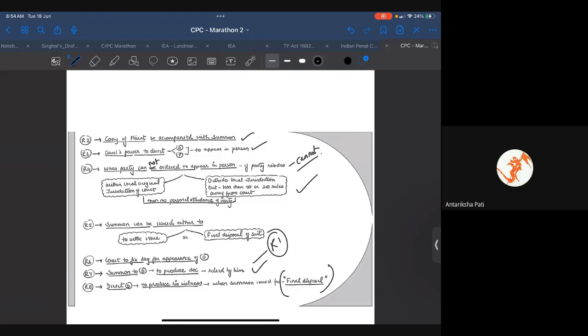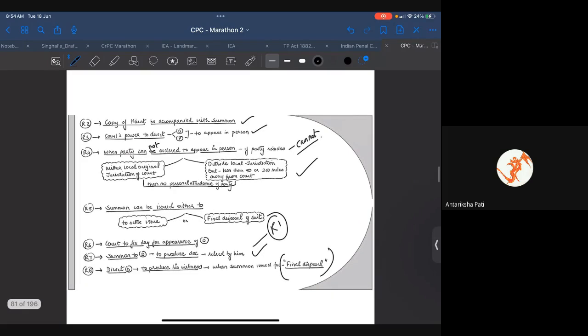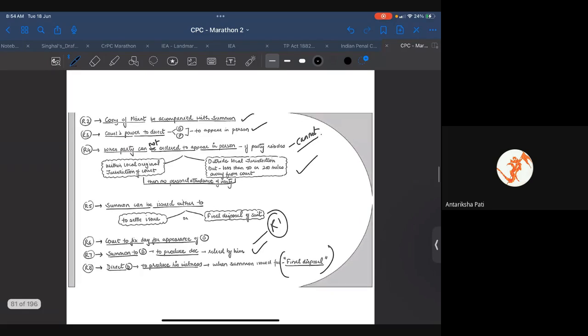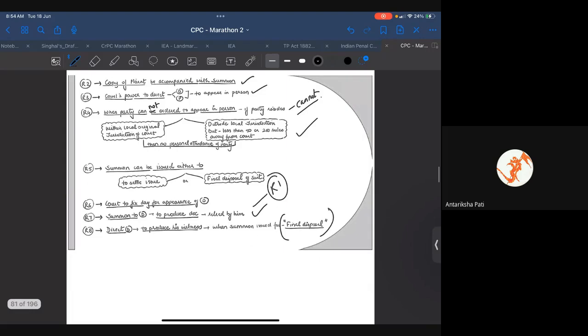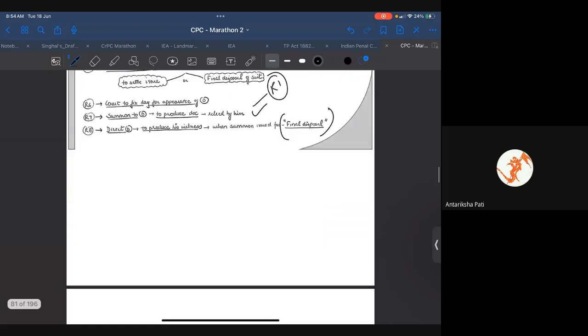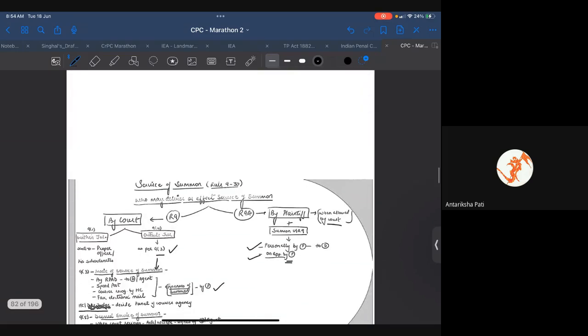And for 200 miles, a certain distance has to be covered, 5/6 of the distance has to be covered by public transport, then only can it be ordered. Now, summons can be issued to settle issues or for final disposal of the suit, and Rule 6 says the court is to fix a date for appearance of the defendant. If the summons to the defendant is for producing a document relied on by him, then he can simply produce that. And if you are directing the defendant to produce his witnesses, then it has to be directed that it is for final disposal and he is asked to appear and bring the witnesses.